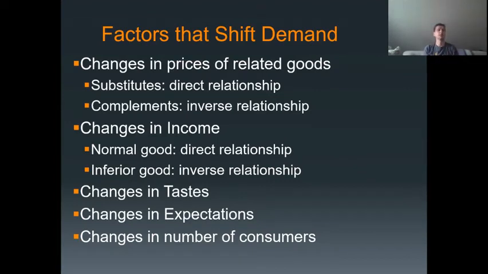Complements, these are things that go together. So think peanut butter and jelly. They go together. You buy peanut butter, you buy jelly to use with the peanut butter. These have an inverse relationship. So as price rises of peanut butter, I'm less likely to purchase jelly, so my demand for jelly decreases.